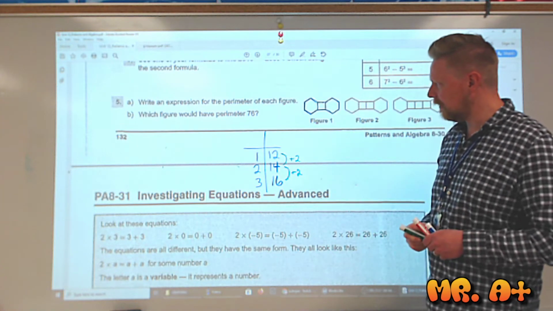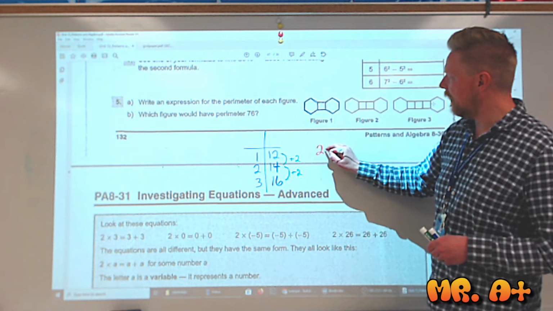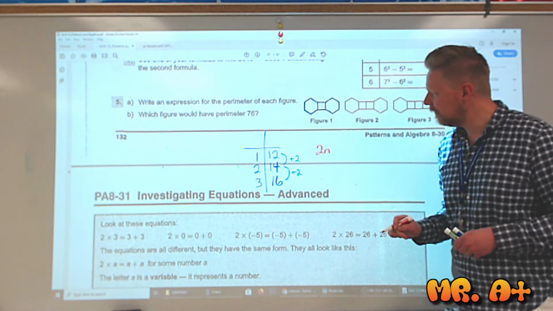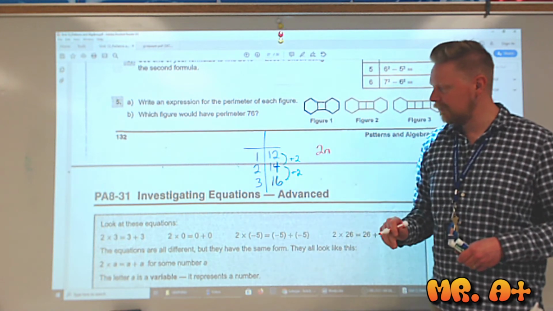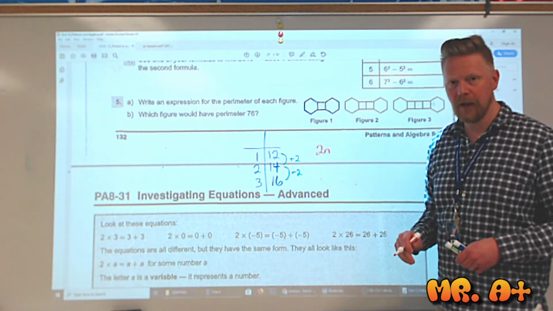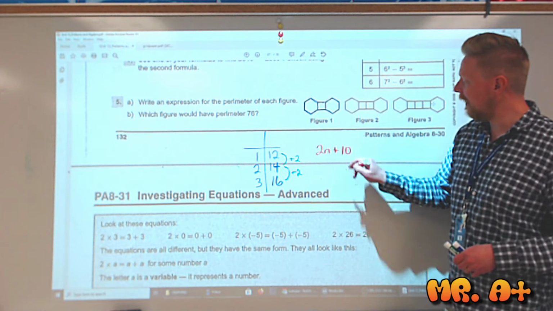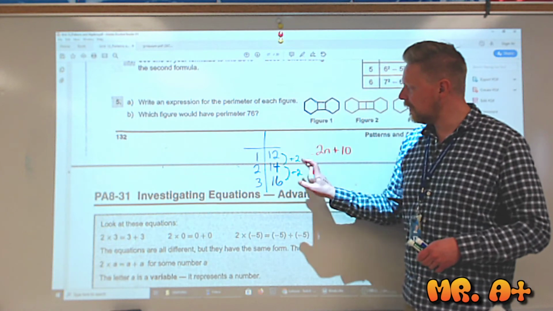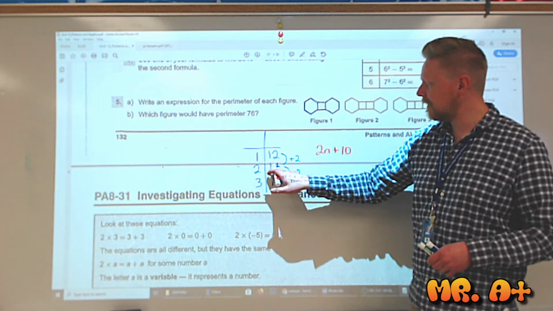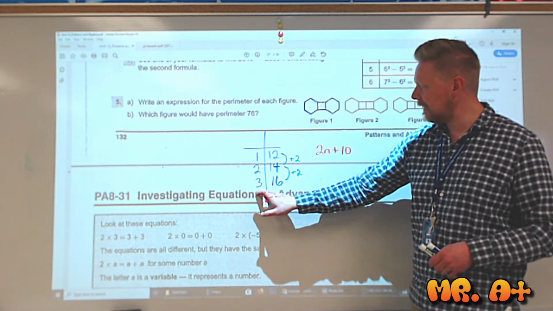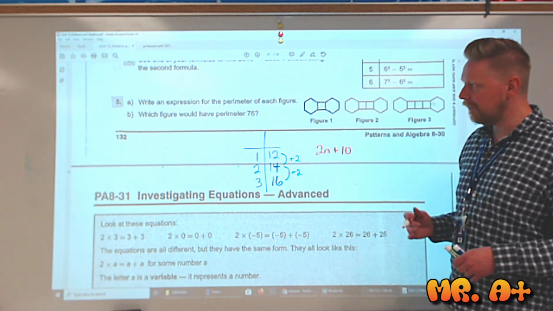This is our coefficient. So the formula then is going to be 2 times the figure number. Now, my first one is 2 times 1 would be 2, and my output has to be 12. So it's 2 plus 10 is my constant. So 2 times 1 is 2, plus 10 is 12. 2 times 2 is 4, plus 10 is 14. 2 times 3 is 6, plus 10 is 16. So this is my expression which represents these figures.